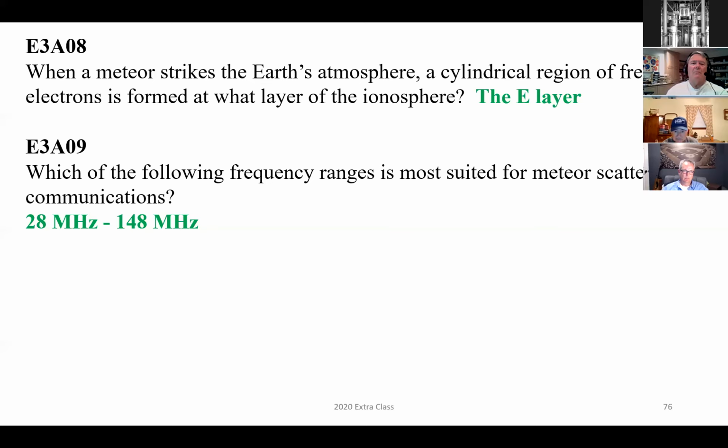E3A08, when a meteor strikes the Earth's atmosphere, a cylindrical region of free electrons is formed at what layer in the ionosphere? And that's going to be at the E layer. E3A09, which of the following frequency ranges is most suited for meteor scatter communications? That's going to be 28 megahertz to 148 megahertz. So the 10 meter band through the 2 meter band.